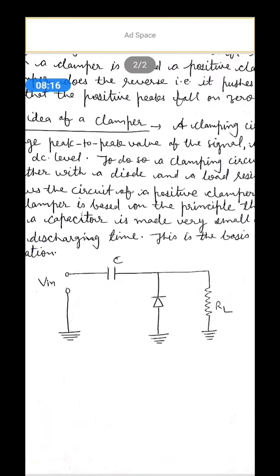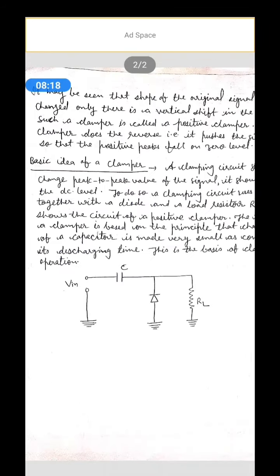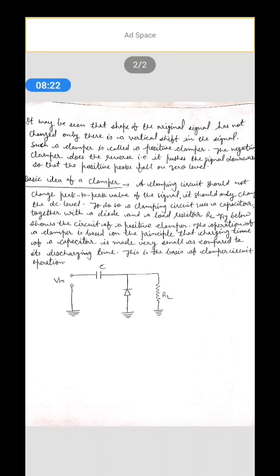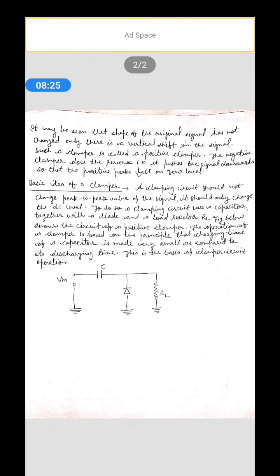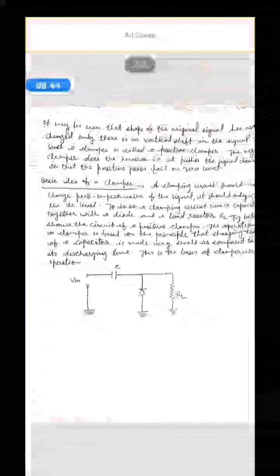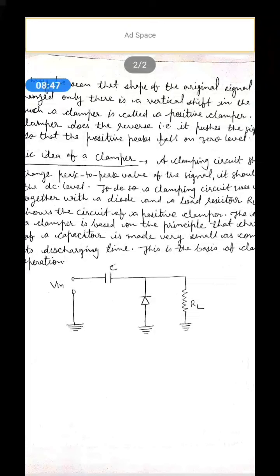This is the circuit diagram, and in this circuit we can see easily that a capacitor together with a diode and a load resistor RL are used, and the output is taken across the load resistance RL.